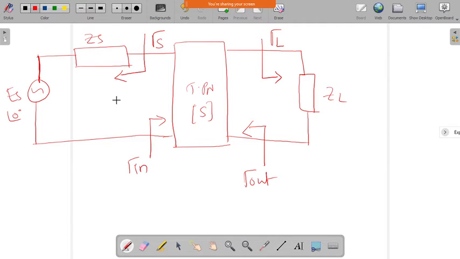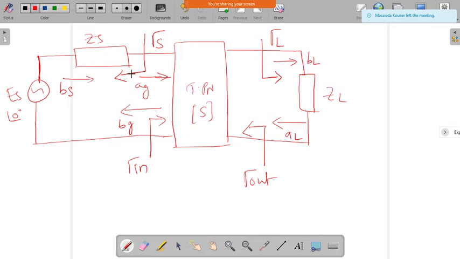And we have derived the signal flow graph for this. If I have the source signal Bs, then from the generator side we have the incident signal and reflected signal Bg. Similarly, from the load side, AL is the incident signal and BL is the reflected signal. We have also derived the signal flow graph. So how does it look?